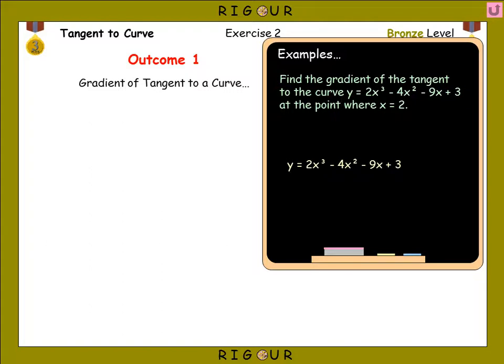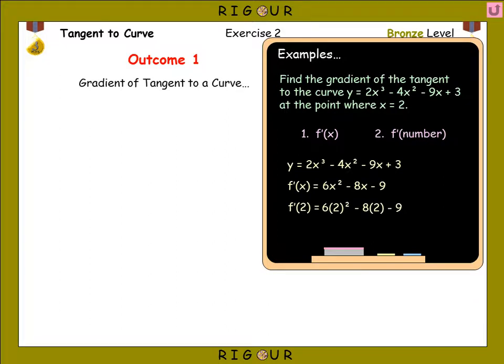So first things first, step number 1, f dash x. We're going to differentiate this function to get 6x squared minus 8x minus 9. And once we've differentiated, we then sub the number in. So step number 2 is f dash number. We're going to sub x equals 2 into our differentiated function. So 6 times 2 squared minus 8 times 2 minus 9, and that comes out as minus 1. So the gradient of the tangent at x equals 2 is minus 1.